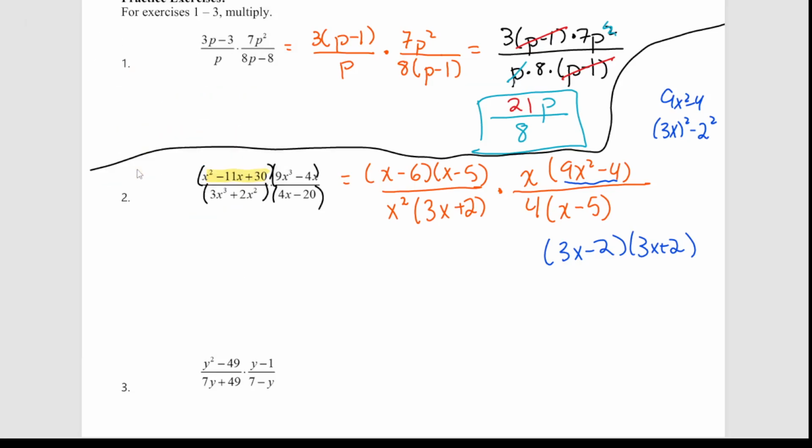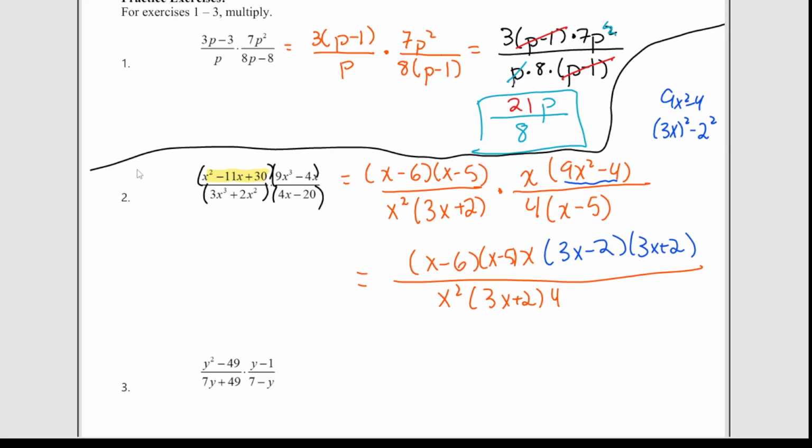And then I'm going to go ahead and just note all of those other factors as is, as I multiply across the top, multiply across the bottom. And I'm just even writing it in the same order for now.